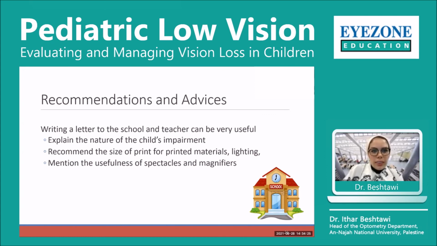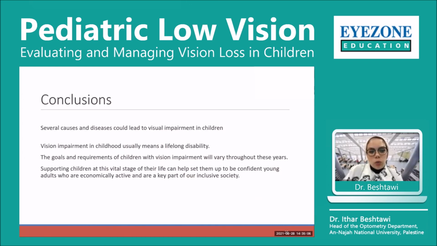After you finish the assessment and management, writing letters to the schools and teachers is very useful. Make it clear to the teacher. Talk to them about the nature of the child's impairment to make it easier for the teacher to help the child. Make recommendations on the size of print or printed materials, like in exams or the books they want to read. Also make recommendations regarding lighting and the usefulness of spectacles and magnifiers the child may use during education in class and in school.